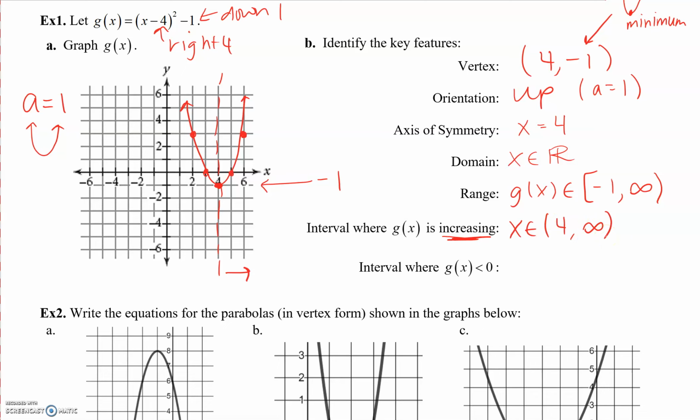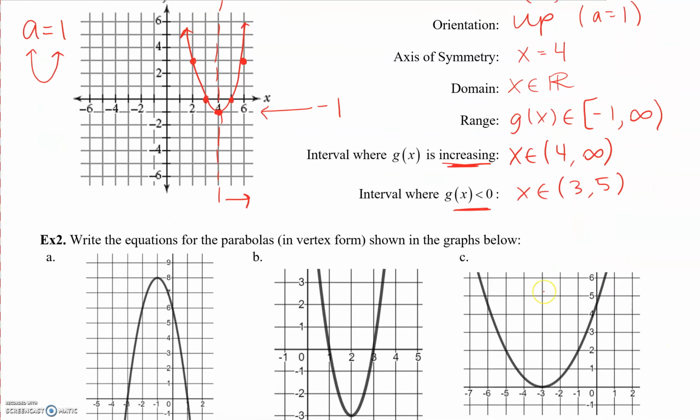My interval where my function is less than 0, well, I want to go look on the graph and see where it's below the x-axis. So I can tell where my x-intercepts are because they graphed really nicely. So as long as I pick x's between 3 and 5, when I look on this graph, it should have negative y's. So hopefully that felt like a nice review problem. Even though we wrote this equation in vertex form, we could have done all of this in topic 1. So let's move on and try example 2.